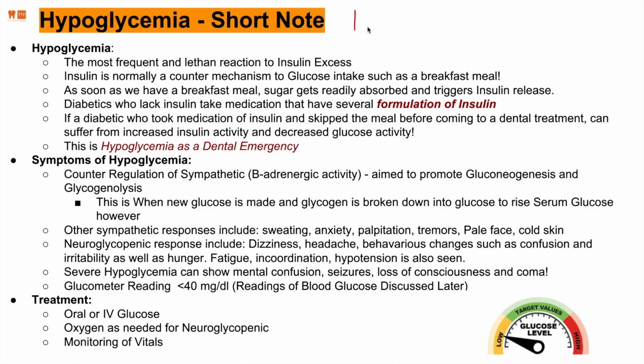Hypoglycemia. Now, this is a really fun short note. Hypoglycemia is the most frequent and a lethal reaction to insulin excess. Too much insulin causes hypoglycemia. Insulin is normally a counter mechanism to glucose intake, such as a breakfast meal. So whenever you eat breakfast, say you had cereal, cereal has a lot of sugar. Sugar sticks to insulin and sends it back into cells. That's the whole sugar process. As soon as we have a breakfast meal, sugar gets readily absorbed and triggers insulin release.